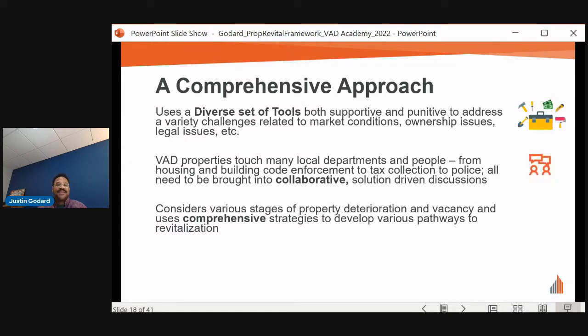Addressing bad properties needs to be collaborative, both within city halls and local government offices and across sectors with local nonprofits and resident leaders. There are a number of people, departments, and entities that are all working to address community harms and who should be brought into the same conversation. Lastly, a comprehensive approach recognizes that property decline occurs in stages and that solutions must provide avenues for addressing residential properties, commercial spaces, and vacant lots alike.